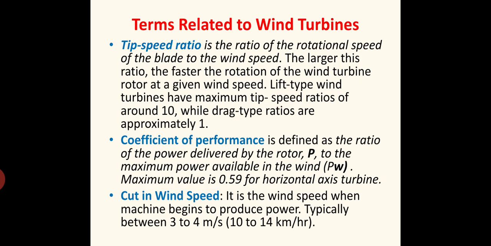But in the case of the drag force, the wind is just pushing the blades, and only the force exerted by the wind is utilized for the rotation. So the maximum possible tip speed ratio will be 1, or of course usually the tip speed ratio in the case of drag type wind turbines will be less than 1 also.